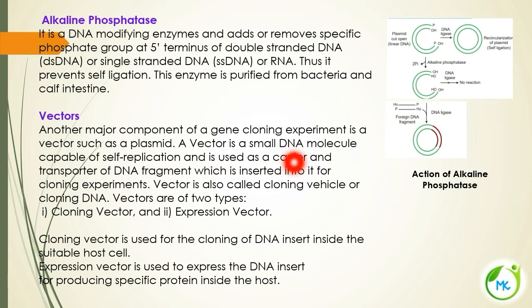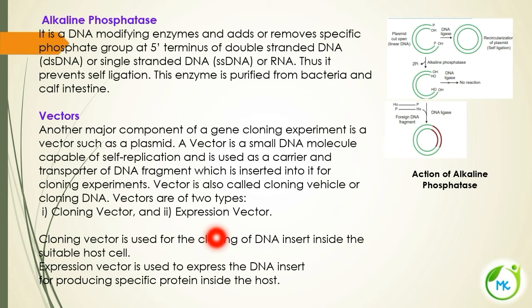Carrier is nothing but it is going to carry the gene of interest. That's why it is called a carrier, and a transporter of the DNA fragment which is inserted into it for the gene cloning experiment. The vector is also called a cloning vehicle or cloning DNA. Vectors are of two types. One is the cloning vector and the other one is the expression vector. So what is a cloning vector?